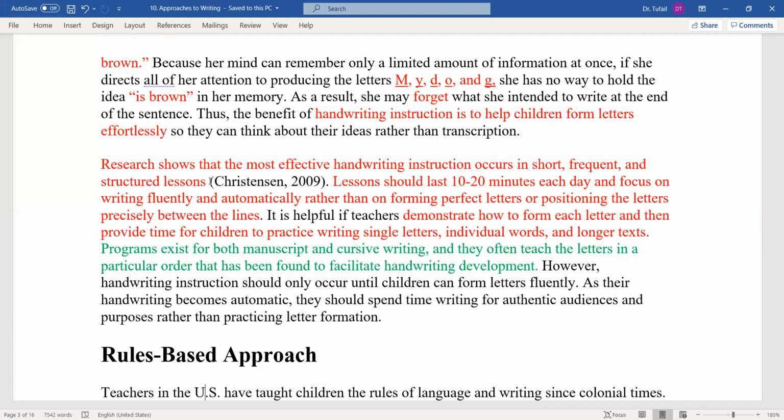Then again, we have two types of handwriting. When we talk about handwriting skills, it is helpful if the teacher demonstrates how to form each letter and then provides time. So this approach believes that if you want to teach students handwriting skills, the teacher should simply guide them on how each letter is properly written. A teacher should demonstrate how to write the different letters, and then ask the students to practice the same.